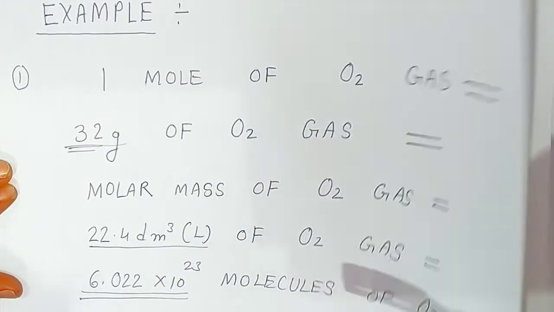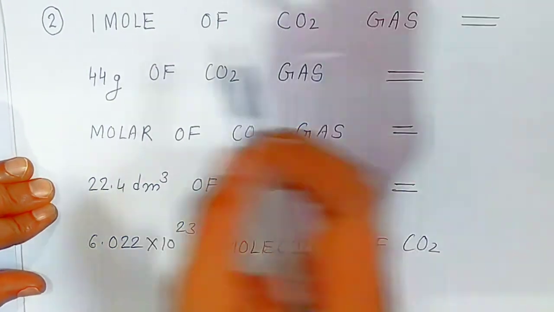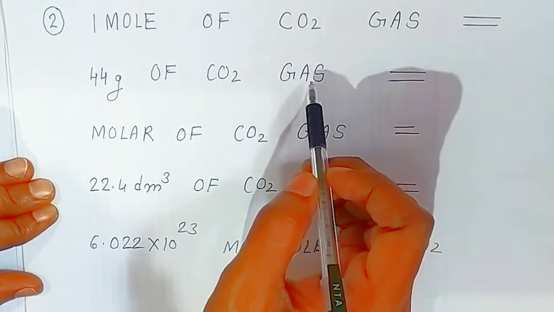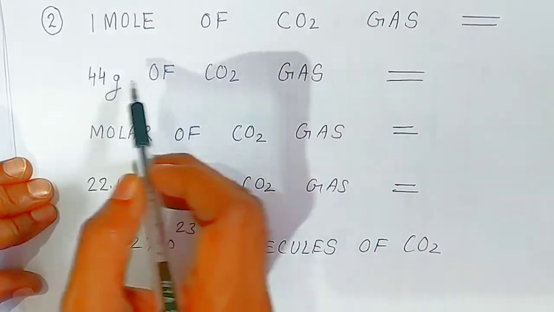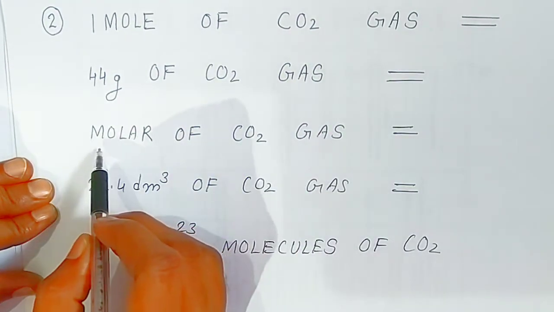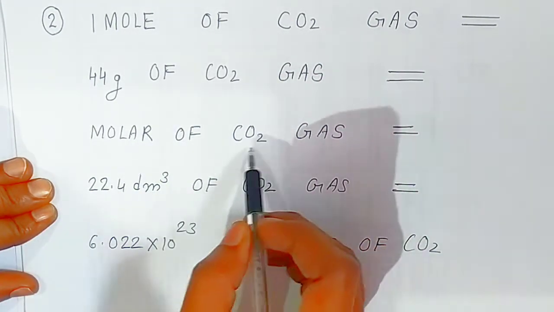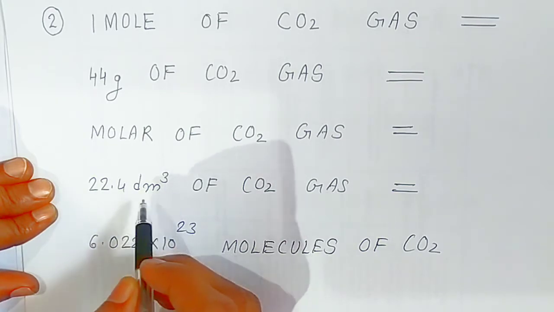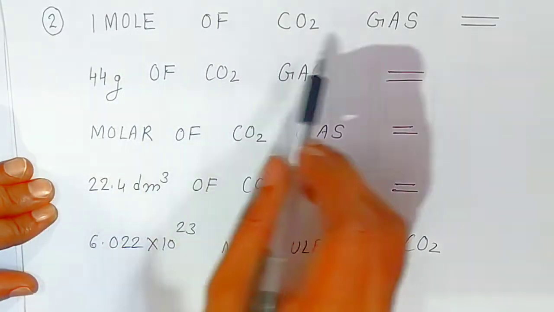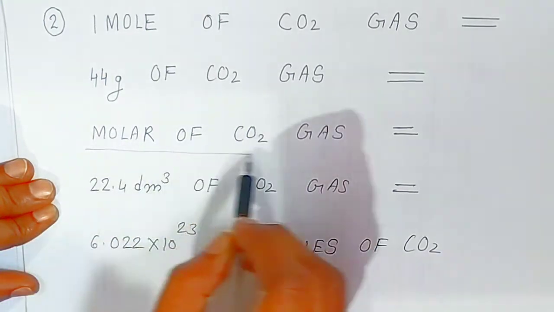Understanding? So, students, one more example. Here we have taken 1 mole of carbon dioxide gas. 1 mole of carbon dioxide gas corresponds to 44 gram of carbon dioxide gas. This is the molecular mass of carbon dioxide, 44 gram, which is nothing but the molar mass of carbon dioxide gas. This molar mass of carbon dioxide gas equals 22.4 dm cube liter of carbon dioxide gas. So 1 mole of carbon dioxide gas equals 44 gram, which equals the molar mass of carbon dioxide gas.